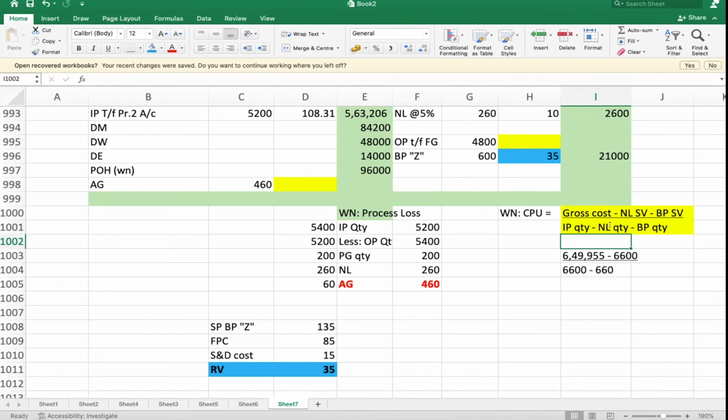So we are removing normal loss quantity as well as value, from both the numerator and denominator. In the same manner, byproduct value as well as quantity we are removing from numerator and denominator. The balance should be the cost of the remaining product. Understood the logic or not? Now, can you please tell me the gross cost?